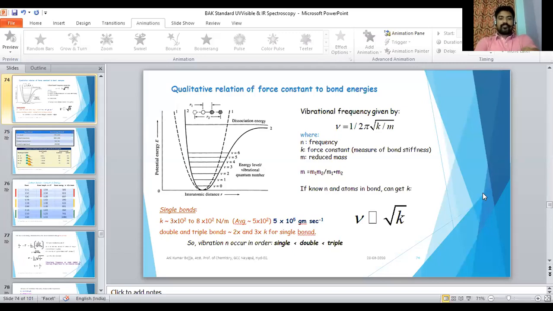Hi students, we have been learning about infrared spectroscopy. There we are learning about the qualitative relationship between force constant and bond energies. Already we have derived an equation to identify the vibrational frequency of a single covalent bond present between two atoms with the help of Hooke's law. That thing we have studied in the previous class.